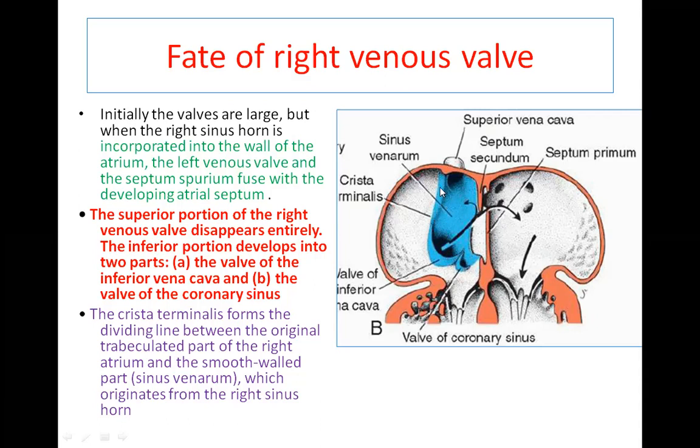Now another thing is crista terminalis, which you see in the right atrium. It forms a dividing line between the original trabeculated part of the right atrium and the smooth wall of the right sinus horn. So the right sinus horn is going to form the smooth part of the right atrium. The crista terminalis is the line dividing the smooth part and the trabeculated part of the right atrium. And the left sinus horn, the left venous valve, fuses with the developing atrial septum.